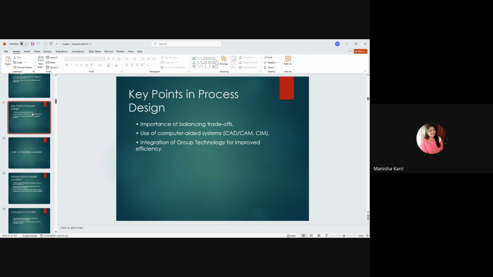Next one is integration of group technologies. It is a method that groups similar products or parts together in the production process. Generally, it helps to improve efficiency by organizing production around similar tasks or items. So, for example, a factory producing different types of screws groups similar sizes and types together, which streamlines production and automatically reduces machine setup changes. Generally, these key points will help make process design more effective, ensuring that products are made efficiently and meet customer expectations.